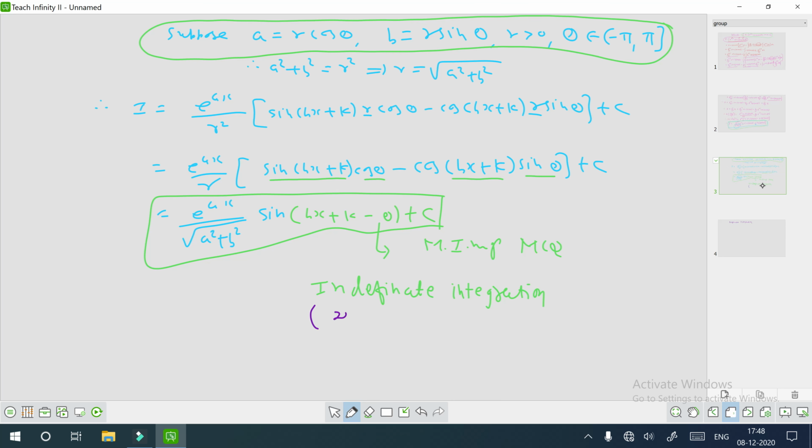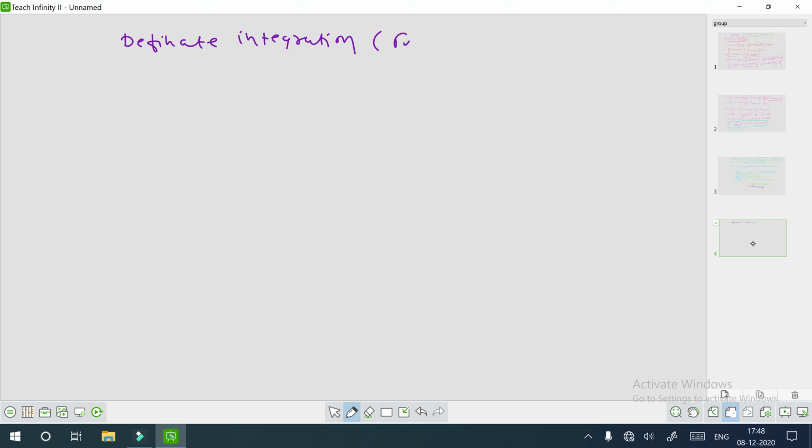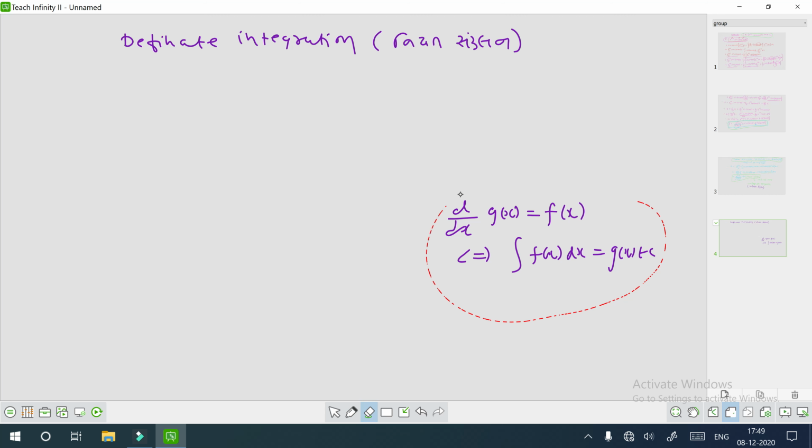Indefinite integration means aniyat sankalan. Definite integration means aniyat sankalan. Now see, we have already seen the definition. If there exists a function g(x) such that d by dx of g(x) is equal to f(x), if and only if the integral of f(x) dx is equal to g(x) plus c. Clear? That we know, the definition of indefinite integration.